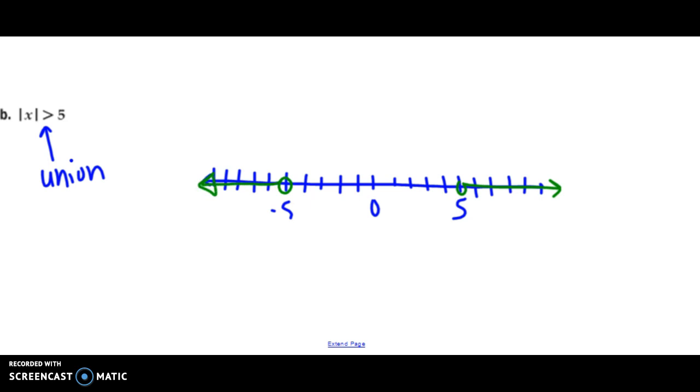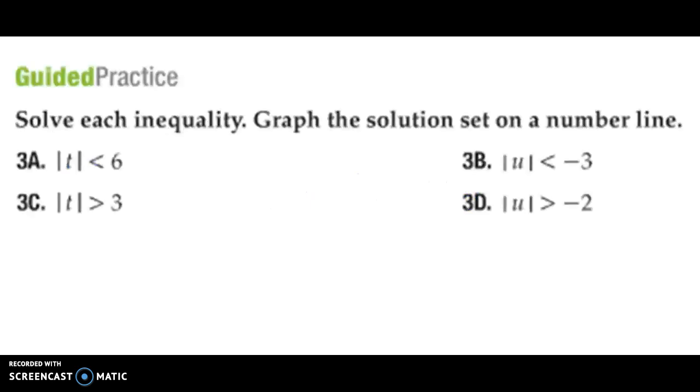So you'll see that less than is treated like a compound intersection, and a greater than is going to be treated like a compound union, right? Here's a couple guided practice problems that you could try in your notes.